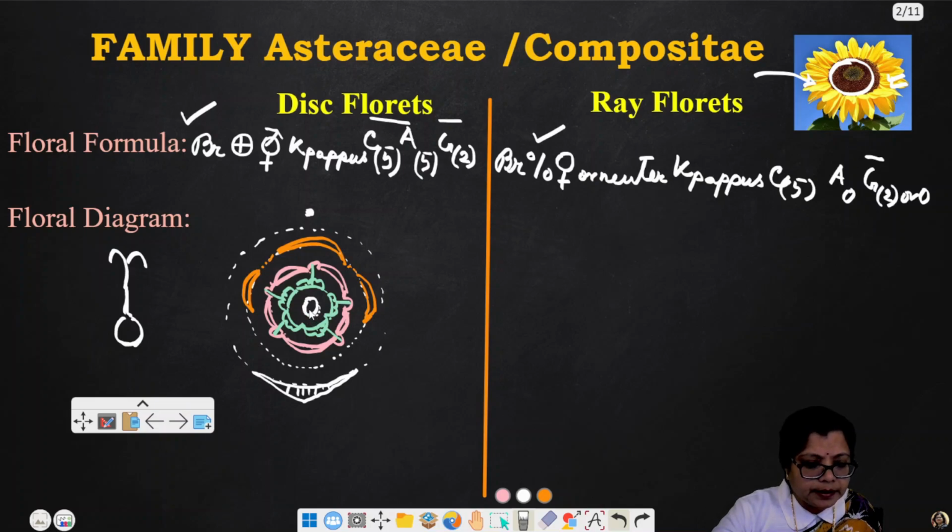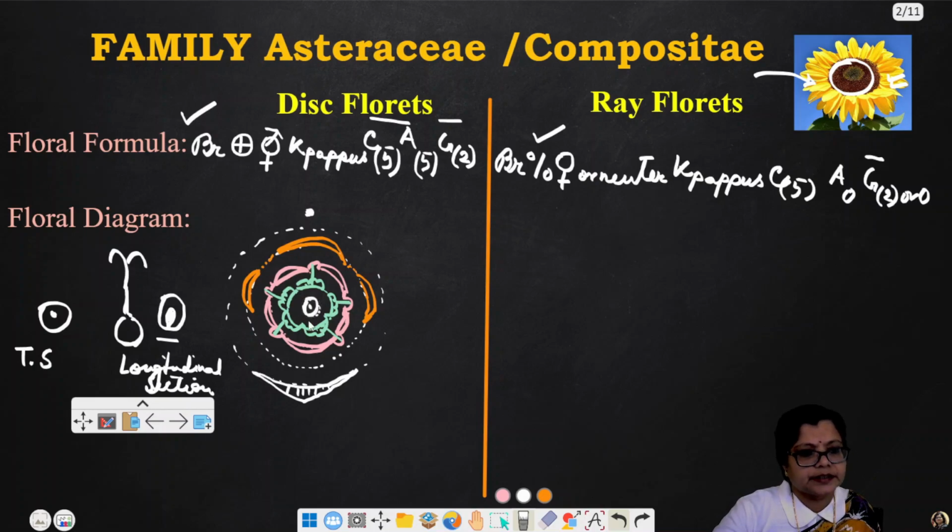Unilocular and basal placentation, but for the basal placentation, this is the placenta, the seeds are attached over here. It is visible in longitudinal section, LS view. But if we cut the section transversely, then we will be observing in this way, transverse section. So here it represents the transverse section, that's why I have drawn over here in this way.